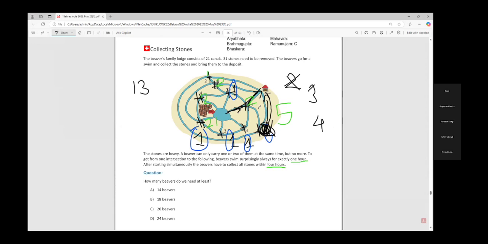Now we have a few more beavers. So as I said, two beavers get this stone. Wait, just give me a second.